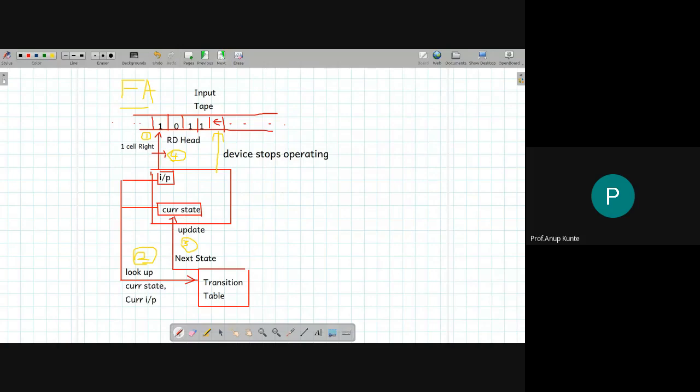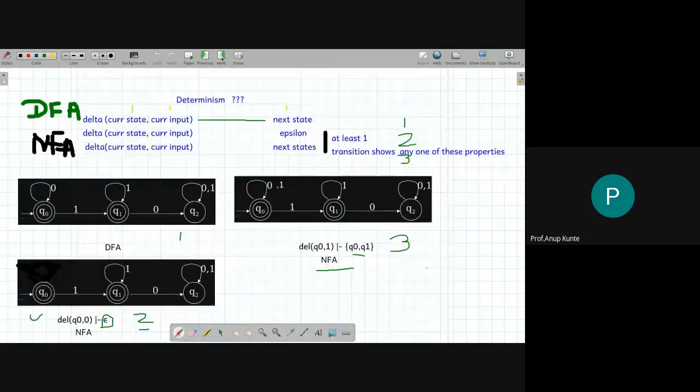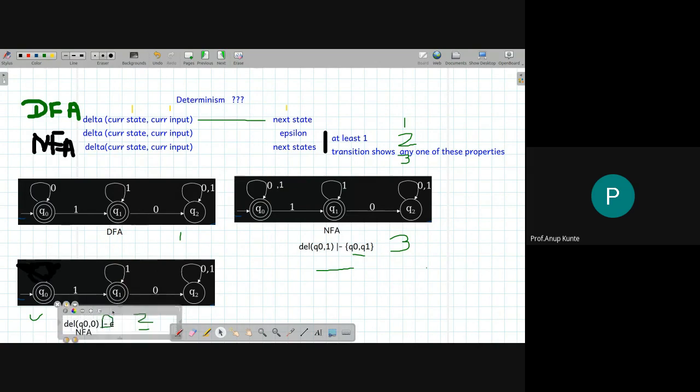So if you remember this slide from last week, this particular device is an example of a DFA. Let me move it up a bit so you can understand better. So this is an example of a DFA. This is an example of an NFA. And this is also an example of an NFA. These two are examples of NFA.